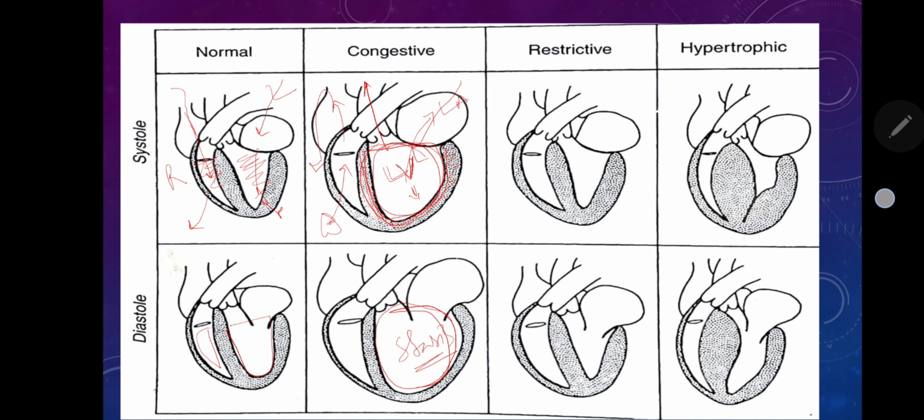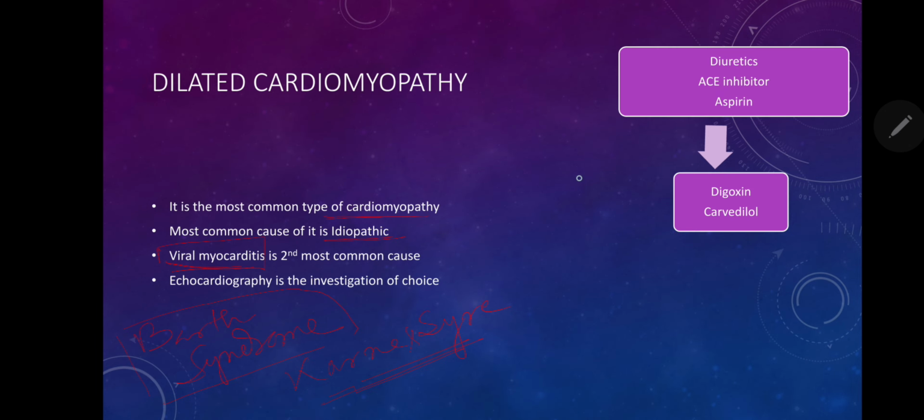So what are the features of dilated cardiomyopathy? As I said, there is a dilatation of the left ventricle. So the left ventricle is getting dilated, and the blood is not pumped out from the heart to the body. So that means there is an afterload failure. As there is afterload failure, there is a backflow to the lung.